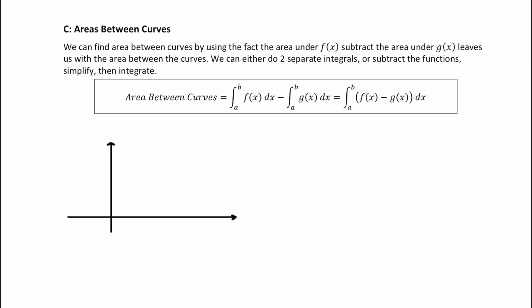We can find the area between the curves by using the fact that it is the area under f of x subtract the area under g of x. This is the crucial part. When we calculate the area between the curves, we always assume that the function that takes the higher position on the Cartesian plane subtracts the other function that takes the lower side of the Cartesian plane.